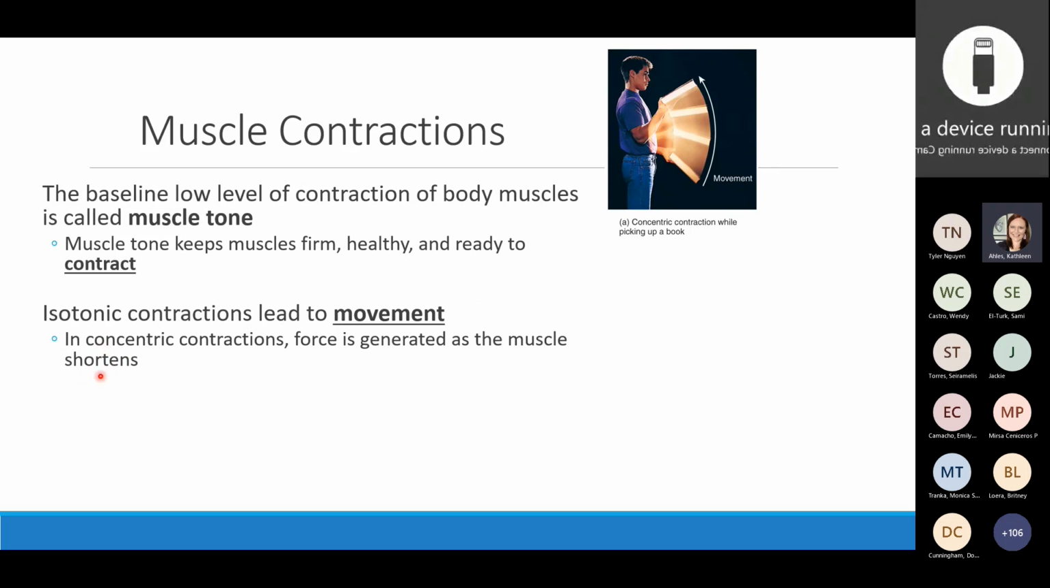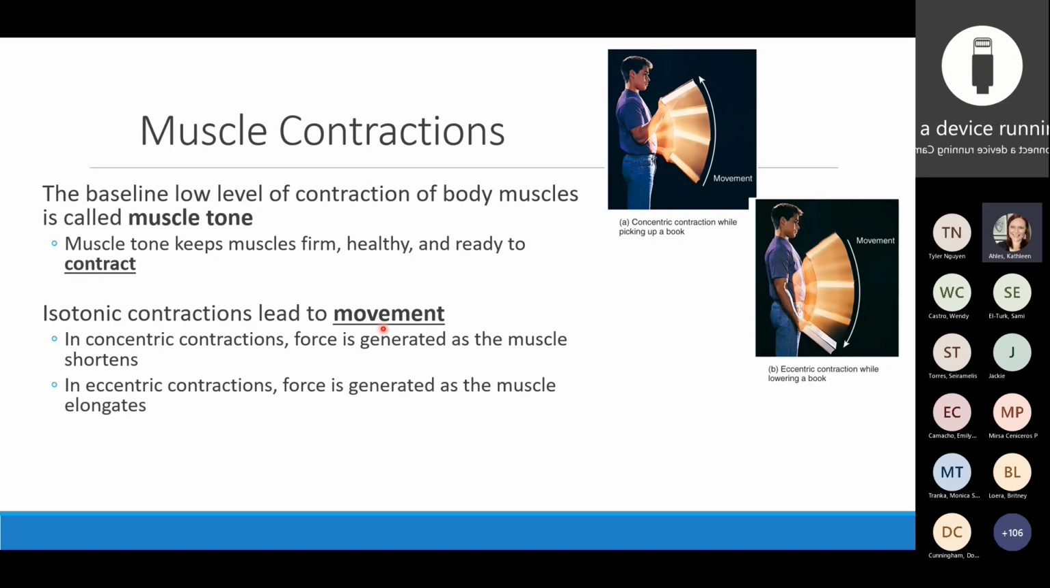So when a muscle is shortening, think about my textbook example over here. As I pull this textbook up, as my biceps muscle is getting smaller, I'm generating force, or I'm contracting to pull that book up. That is a concentric isotonic contraction. My muscle is getting shorter, concentric, and we're causing movement in this process, isotonic.